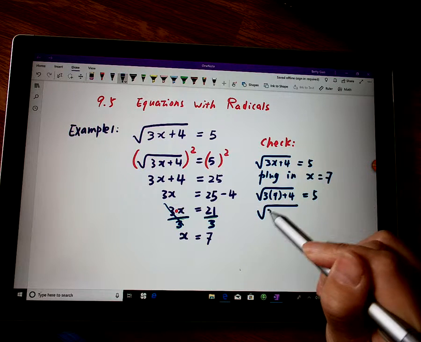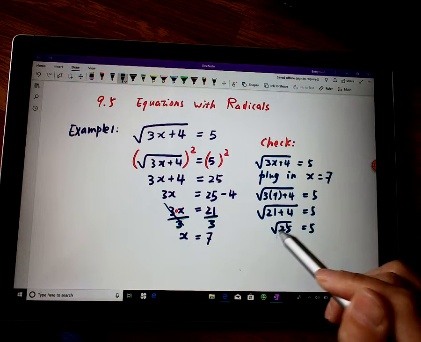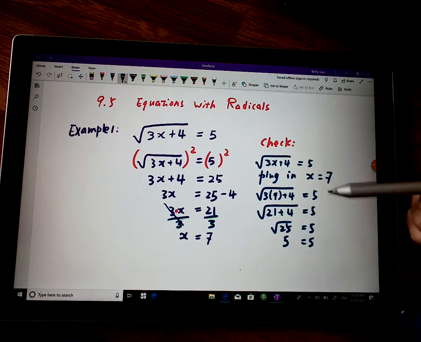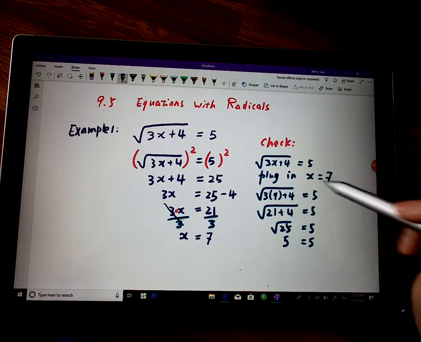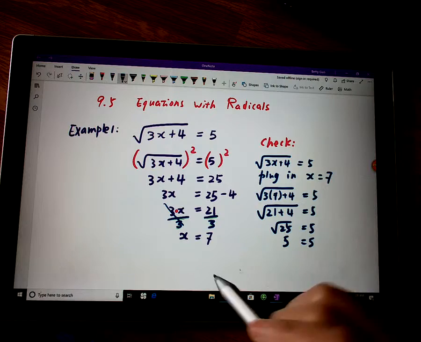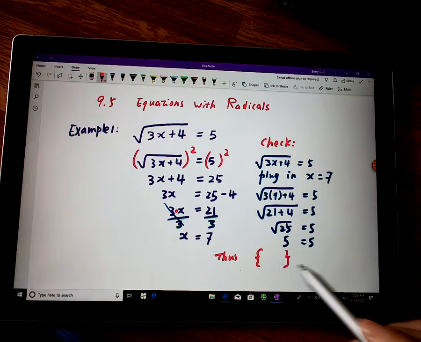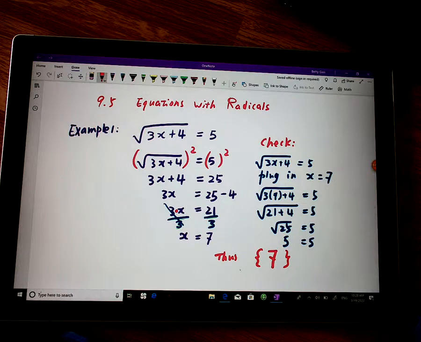Square root 3 times 7, 21. Square root of 25. This is the principal square root of 25, which is 5. We end up with a true statement. So that means 7 is not extraneous. 7 is the actual solution of the equation. So we can make a conclusion. Thus, the solution set of the original equation is a set containing one solution only. The solution is 7.